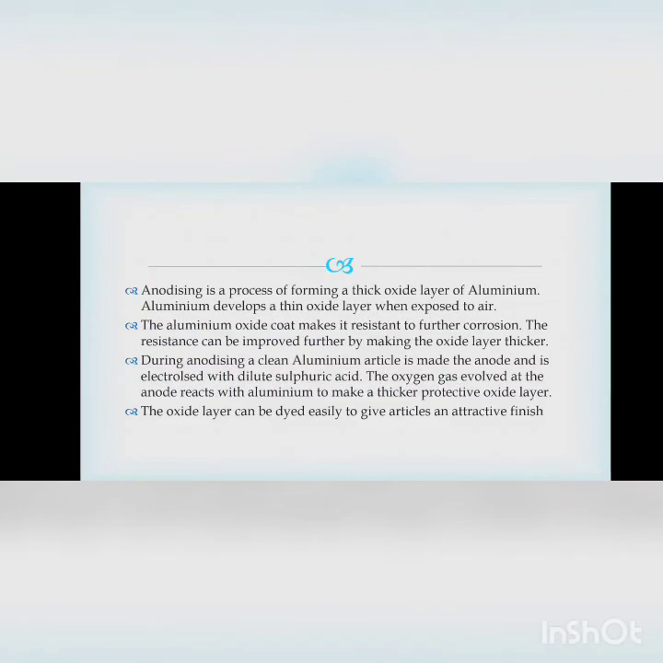During anodizing, a clean aluminium article is made the anode and is electrolyzed with dilute sulfuric acid. The oxygen evolved at the anode reacts with aluminium to make a thicker protective oxide layer. The oxide layer can be dyed easily to give articles an attractive finish.